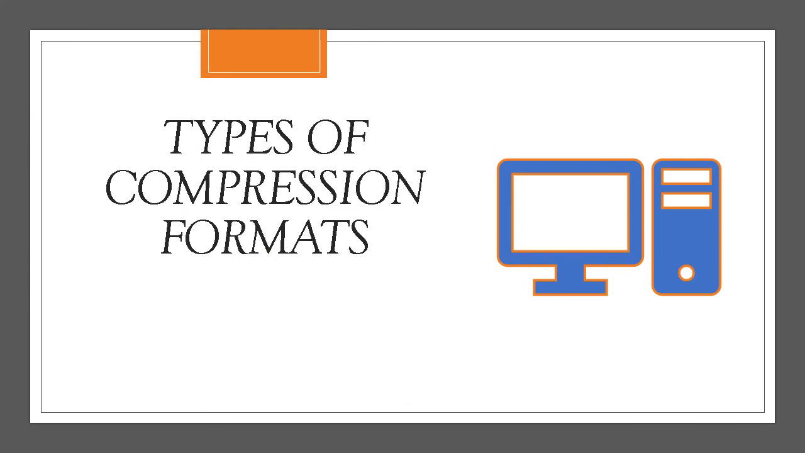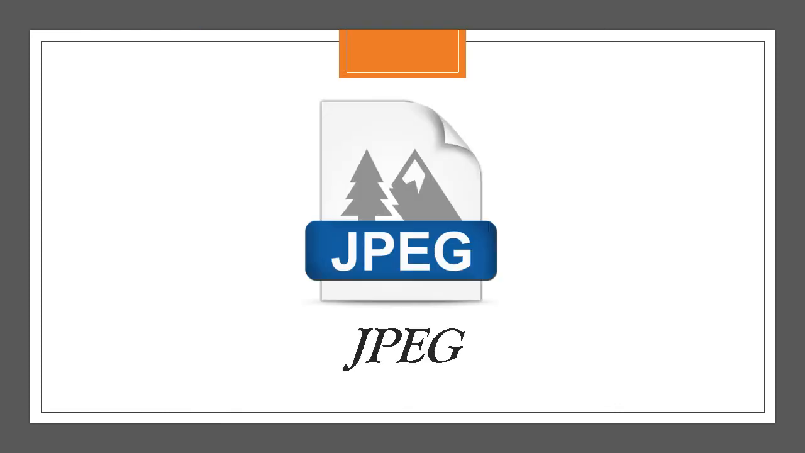We will now discuss the different types of commonly used compression formats. First is JPEG. JPEG, which stands for Joint Photographic Experts Group, is a commonly used method of lossy compression for digital images, particularly for those images produced by digital photography. The degree of compression can be adjusted, allowing a selectable trade-off between storage size and image quality.